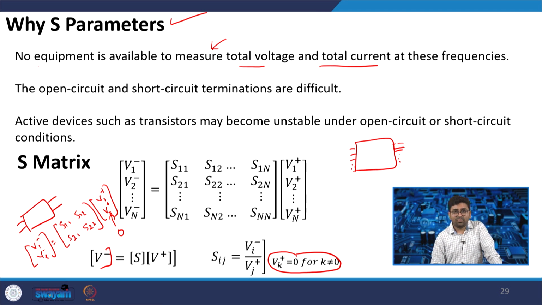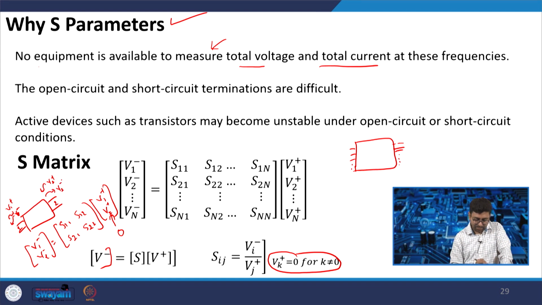How can you make V2 plus equal to 0? Let us say V1 plus is incident and V1 minus is reflected. V2 plus is incident from this side, this is port 1, this is port 2, and V2 minus is reflected. So, if you see from the port 1 side, V2 plus is a reflected wave. How can you make the reflection 0? In order to make the reflection 0, we have already seen gamma, which is equal to ZL minus Z0 by ZL plus Z0.